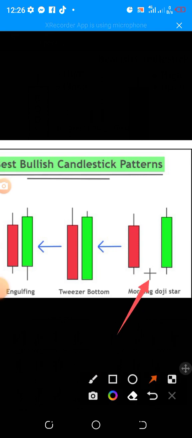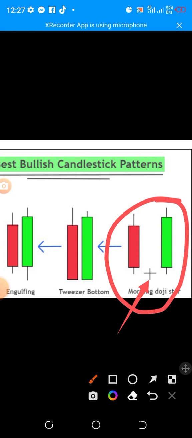The buyers came in and pushed the price up. The sellers came back and pushed the price down. The buyers came in and pushed the price back to the middle, and then the time got done. So nobody won. It is like a plus sign, and that is influenced by the next candle. The next candle is the bullish candle, the green candle. That is the morning star doji.